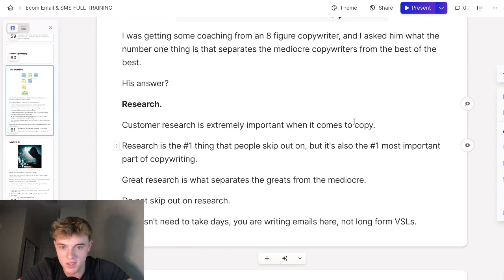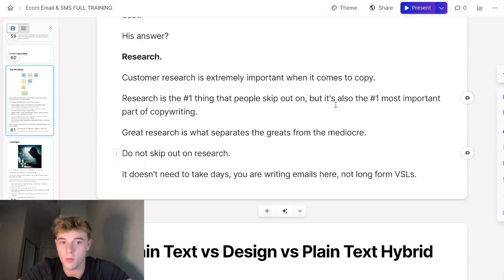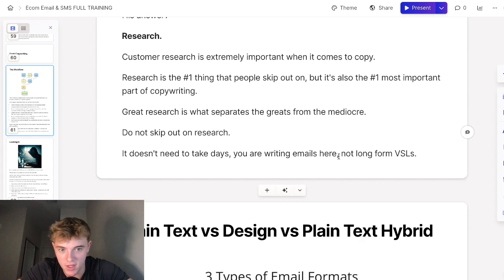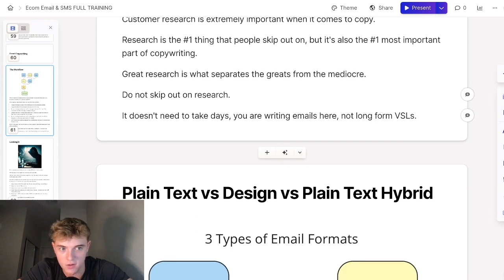Customer research is extremely important when it comes to copy, and it's the number one thing that people skip out on, but it's also the number one most important part of the entire thing. So great research is what separates the greats from the mediocre. Do not skip out on it. It doesn't need to take days. You're writing emails here. These are not long form VSLs.